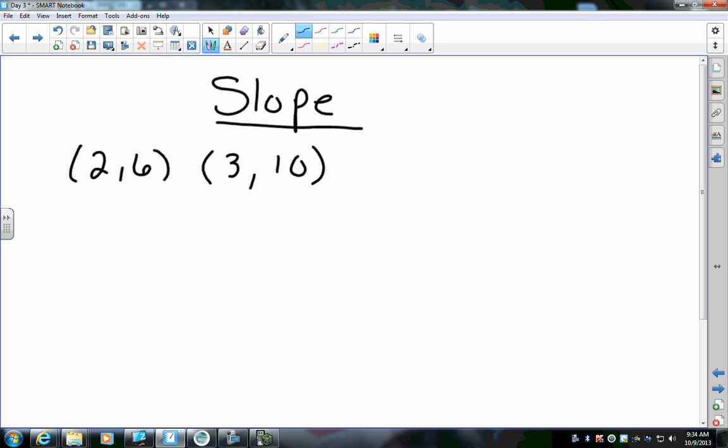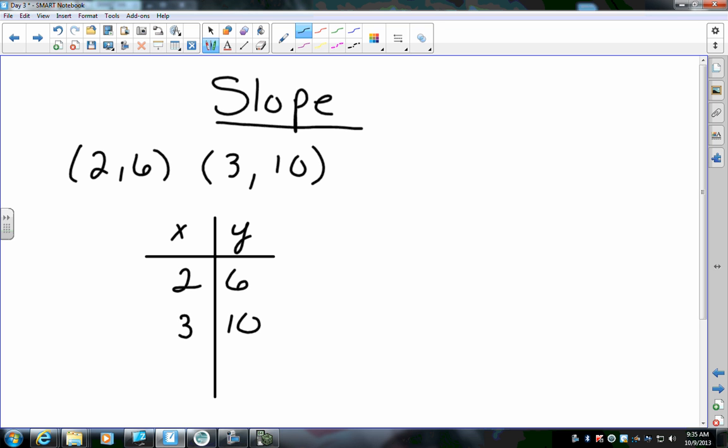What would we put the points in? A table. So if I put the points in a table, I've got x and y, and I would have put in 2, 6, and 3, 10.